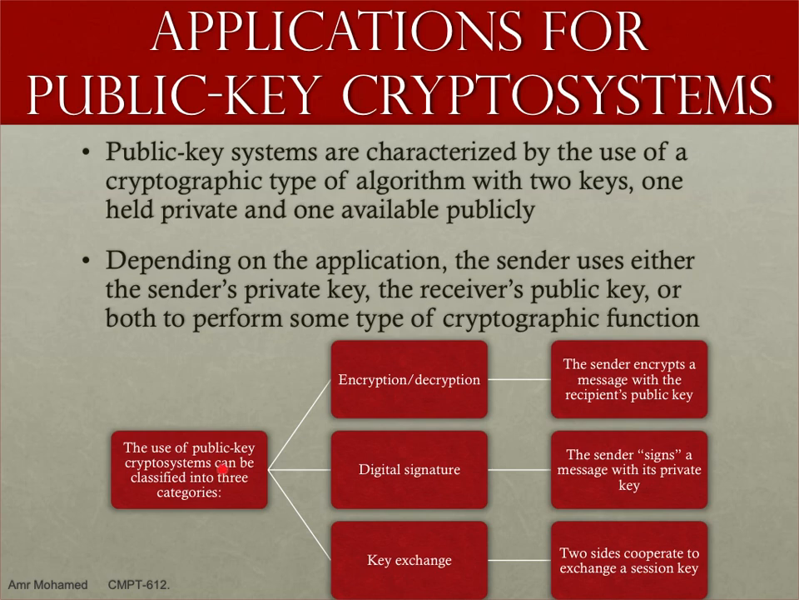The use of public key cryptosystems can be classified into three things. One is for encryption and decryption, as we said. For encryption and decryption, the sender uses the receiver's public key before sending a message to the receiver. We also use it for digital signature, and here we refer to the authentication, actually. So the sender signs the message with their own private key to authenticate themselves to the public. Or for key exchange.